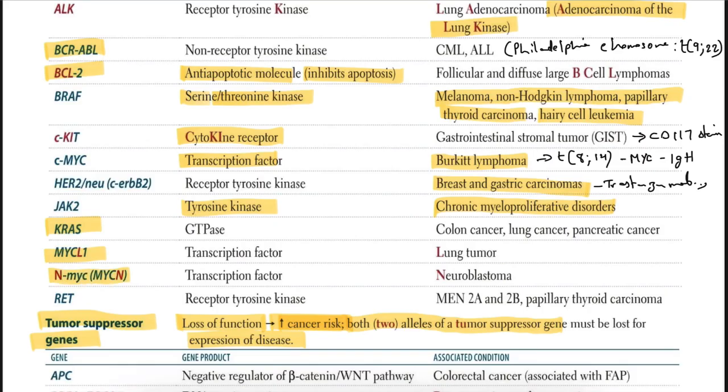Okay, next one, and we can see here that it is a transcription factor and lung cancer. Next one MYCN. The gene product is a transcription factor, and the associated cancer is neuroblastoma.